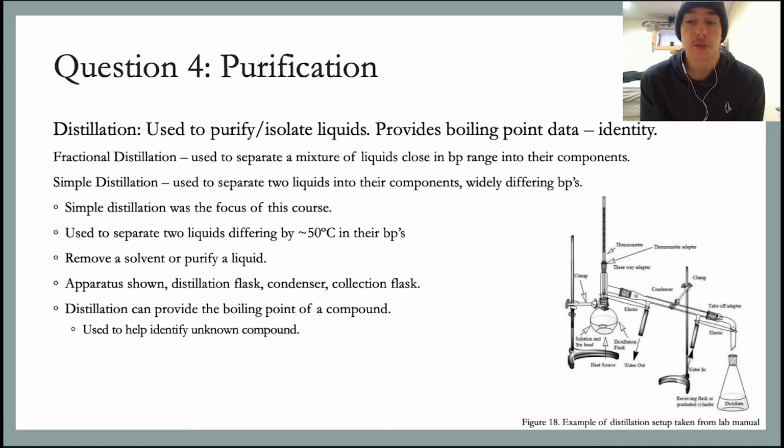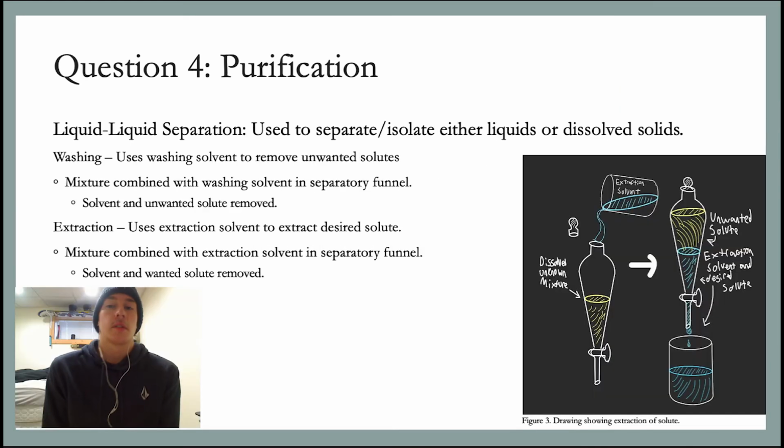The image on the right is showing the setup used in a simple distillation. Boiling the liquid in a distillation flask, which is attached to a condenser, which drips the condensed liquid into a collection flask. The boiling point can be obtained from the distillation, which can be used to help identify the compound. Another method of purification is the liquid-liquid separation, which is used to separate two immiscible liquids, each containing dissolved solutes. This can be used to isolate solids of interest or liquids as well.